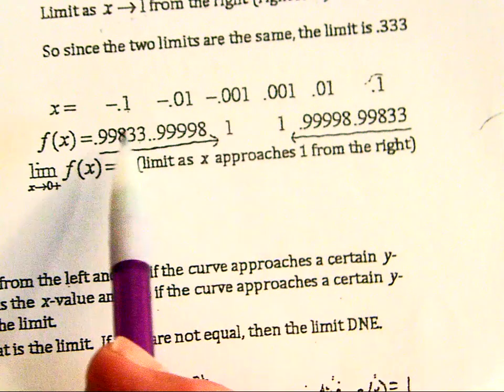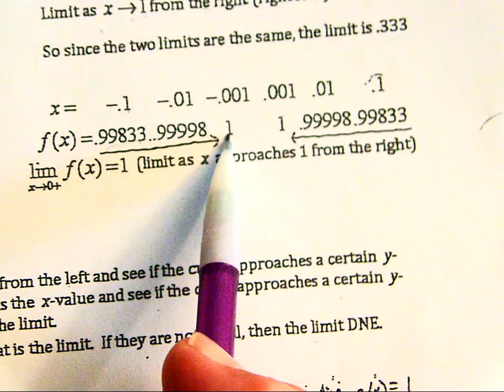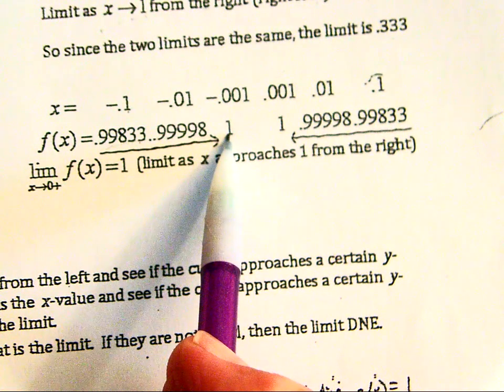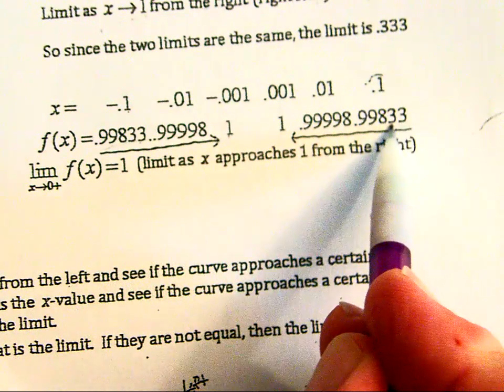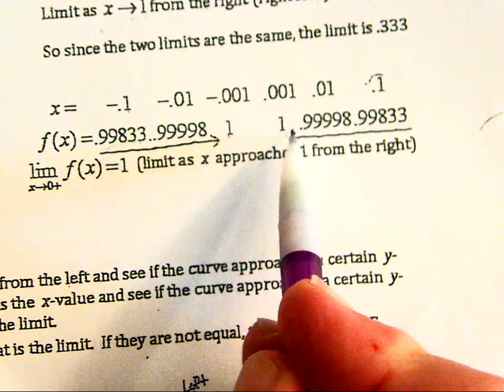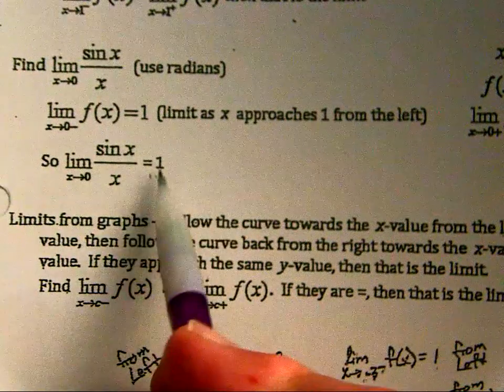Well, if you look at those, as we approach from the left, we're getting closer and closer to 1 here. Your calculator even rounded it off to 1 because it couldn't get any closer. So our limit from the left was 1. If we go backwards here, our limit from the right is 1. So our limit as x approaches 0 of that function is 1.